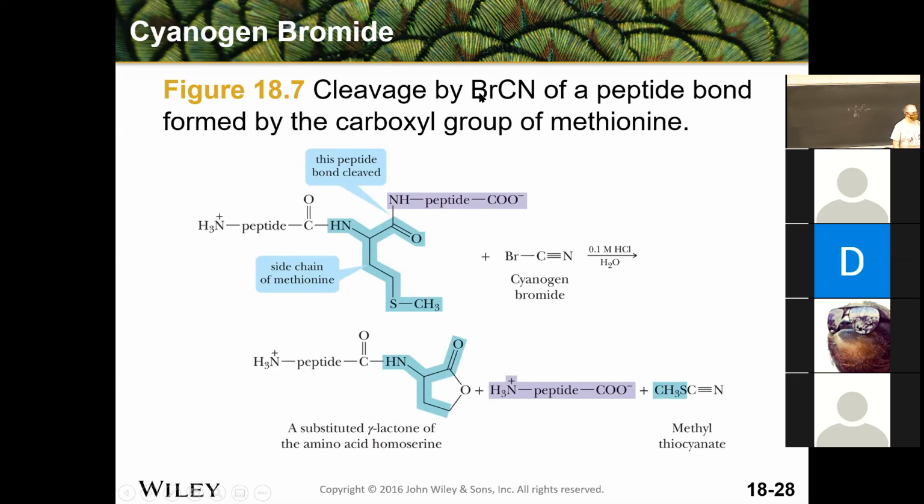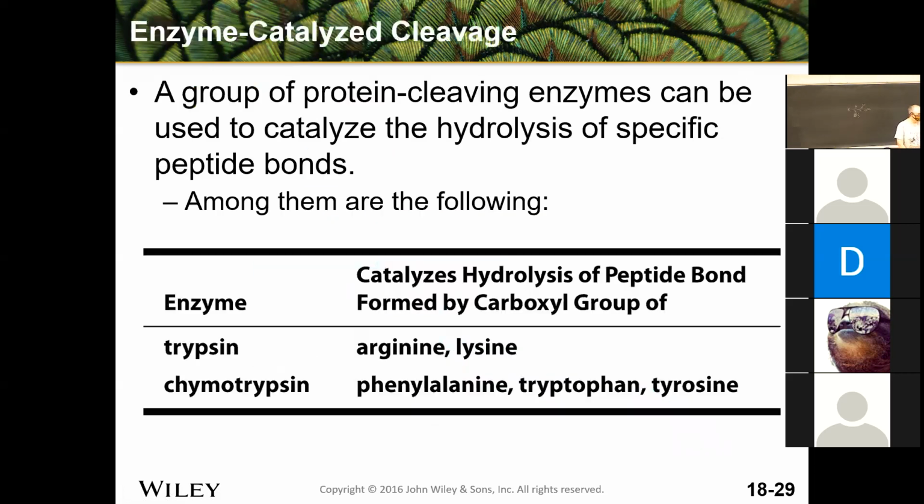Cyanogen bromide, or BrCN, is used to cleave peptide bonds specifically formed by the carboxyl group of methionine, whereas the 6 molar HCl was non-selective. And then we can also do some selective cleavage using enzymes, for example, trypsin and chymotrypsin.